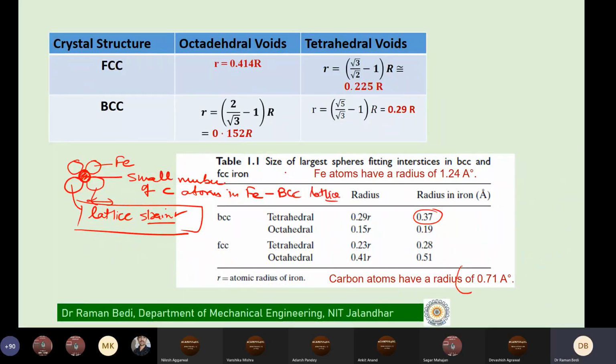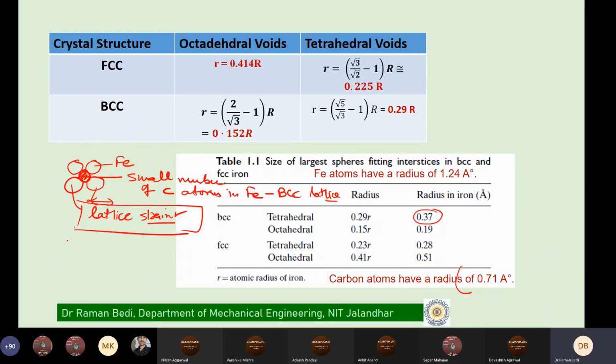How many? We have already seen that the number of sites is also fixed. How many octahedral and tetrahedral voids are available to us? That is also fixed, and I'll come to it in a moment. But for the time being, for our generic understanding, we say it will be difficult for carbon atoms to go into the interstitials or voids there.